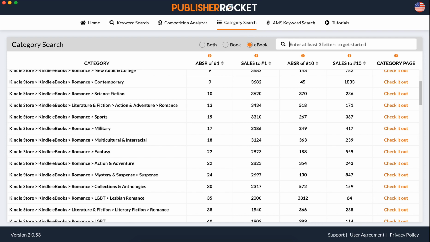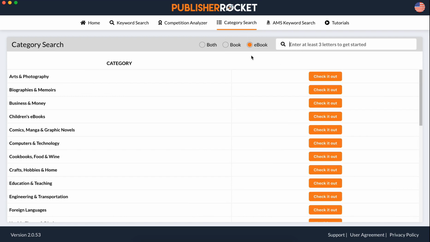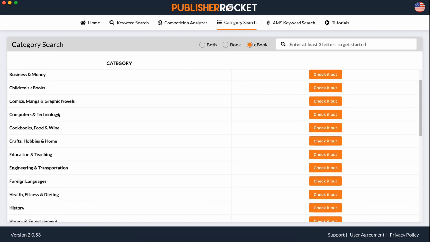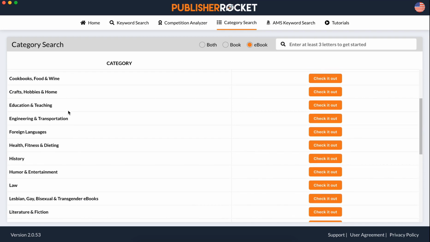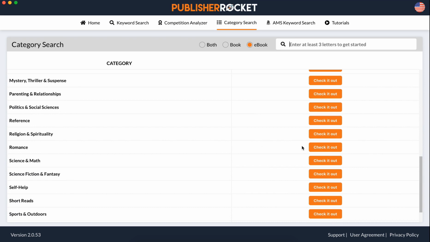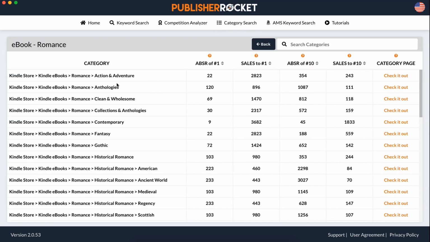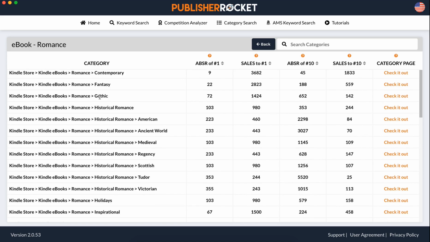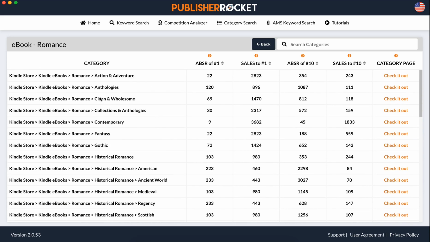So I'm just going to delete that. Once I hit enter, it's going to take us back to this. Now, let's say you want to explore romance, because that's what we've been looking at. You just click this button here, check it out. It's going to pull up all of the categories underneath the subcategory of romance, action, adventure. And this is alphabetical. So you can see gothic romance is here, fantasy, contemporary, A, C, F, G.